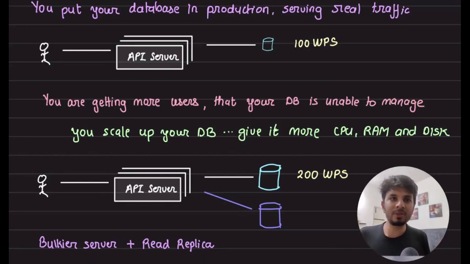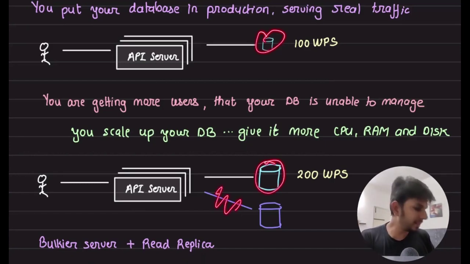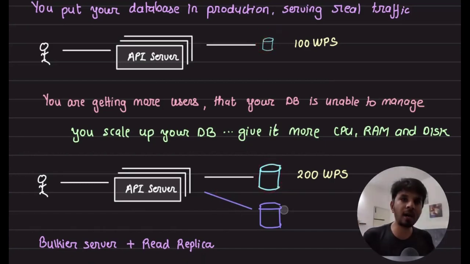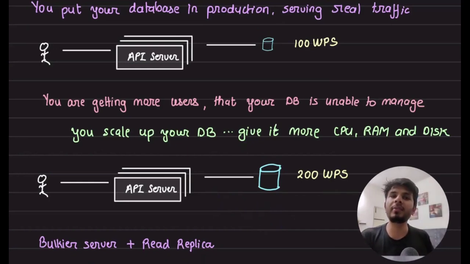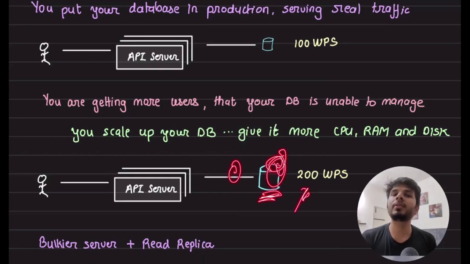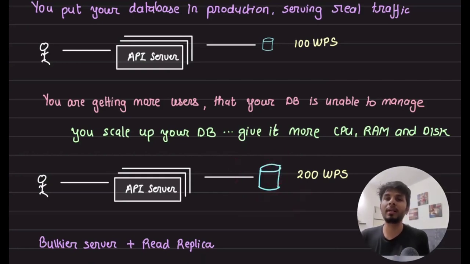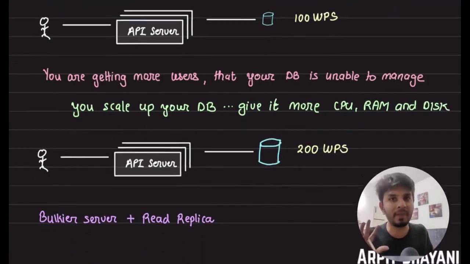The first thing you would do is scale up your database. Your database was teeny tiny, so let me scale it up. We will not add the complexity of having another database at this stage. We would keep things very simple. We would just give more CPU, more RAM, more disk to our existing database so that it can handle 200 writes per second. We are happy.